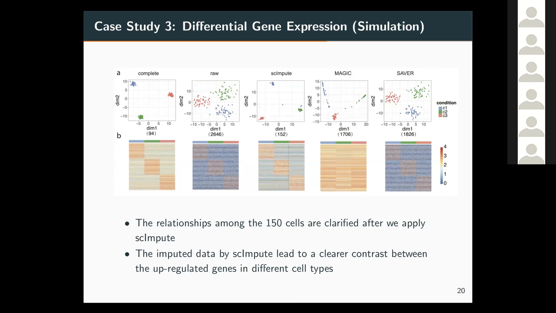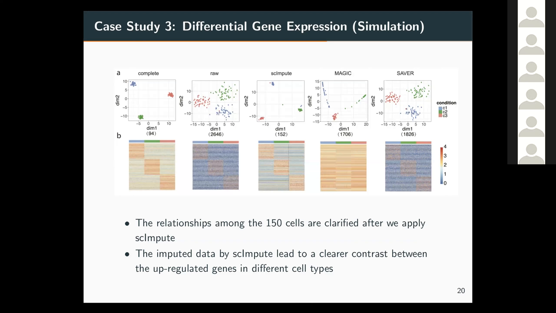And in the second row, we're displaying the expression profiles across the three cell types using heat maps. We can see that the upregulated genes in each cell type can be clearly differentiated using the heat map in the complete data. But this expression dynamics is masked in the raw data. And after we apply scImpute, we are able to uncover the gene expression dynamics of the true DE genes. And on the other hand, if we look at the data imputed by MAGIC, the three cell types become very similar, and this shows that MAGIC actually has an over-smoothing effect in this example.